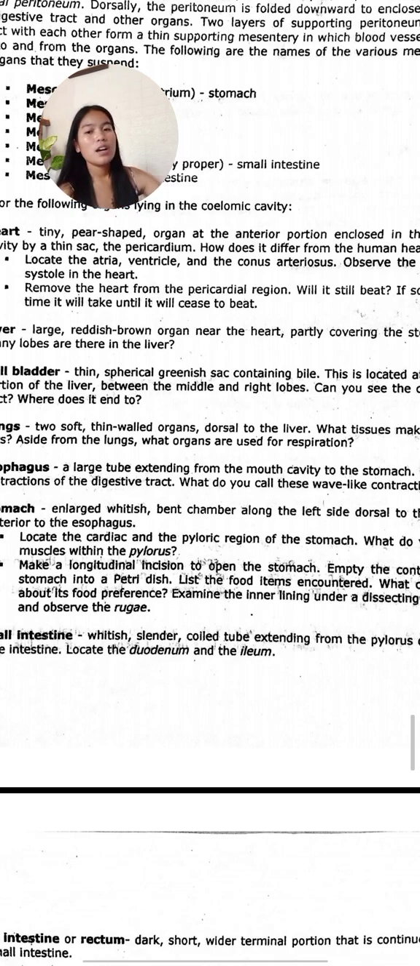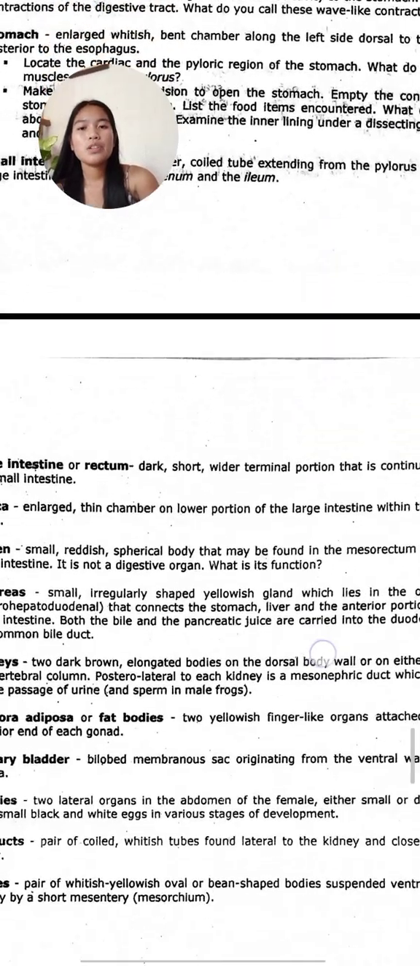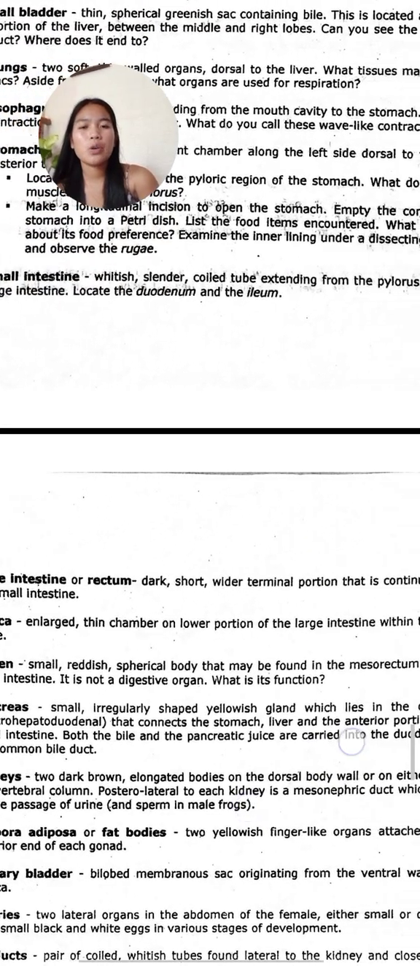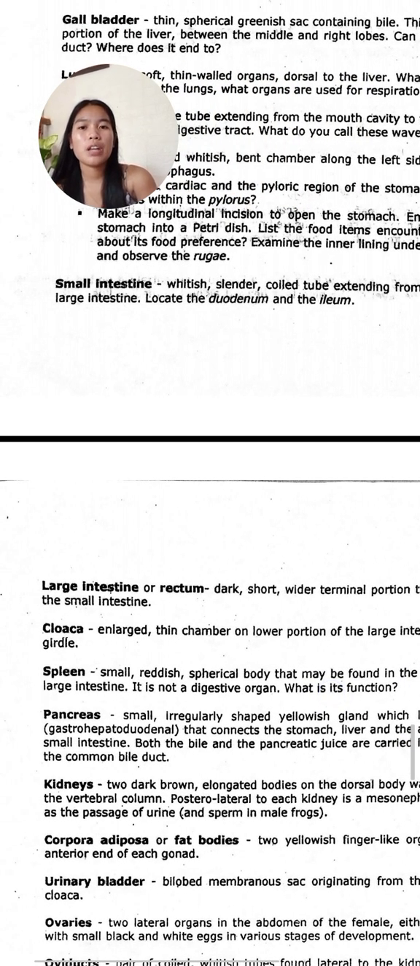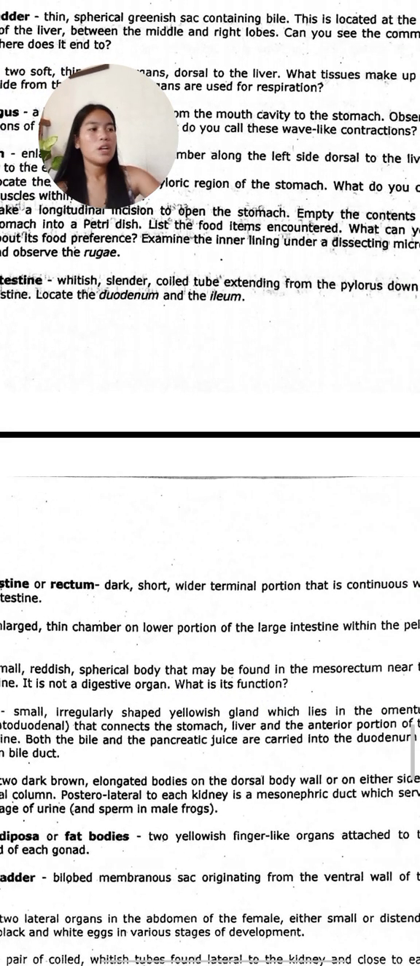So next is the small intestine. So the small intestine is the whitish slender coiled tube extending from the pylorus down to the large intestine. So small intestine has three parts: the duodenum, the jejunum, and the ileum. It helps to further digest food coming from the stomach. It absorbs nutrients, vitamins, minerals and carbohydrates, fats and protein, water from food so they can be used by the body. The small intestine is part of the digestive system.